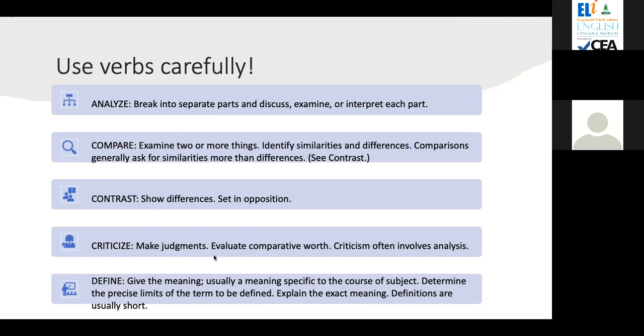Criticize: make judgments, evaluate comparative worth. Criticism involves analysis. Mostly this word criticize is misunderstood. So it's important for teachers in class when they're teaching, if the task requires something to be criticized, then they should know what we mean by criticize. Define is quite general: give the meaning, usually a meaning specific to the course or subject, and determine the precise limits of the term to be defined. So this is very important.